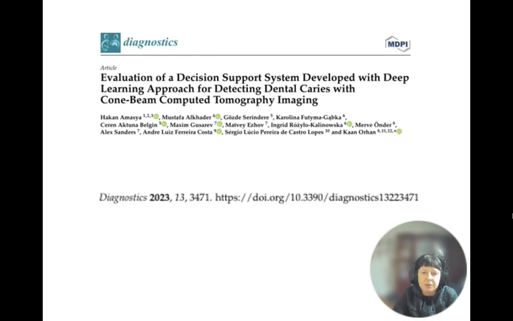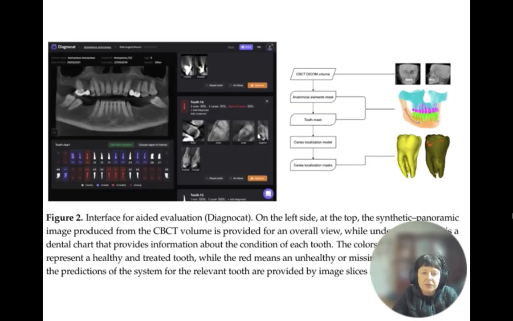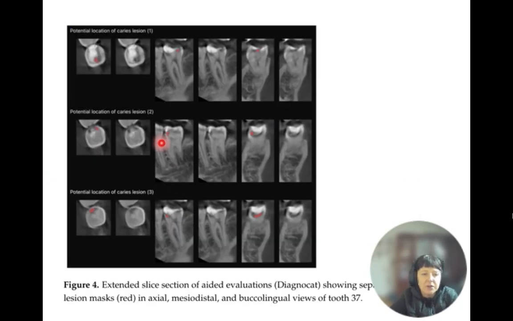And this is the interface for evaluation, which is also commercialized. And this is an image from CBCT that provided an overall view, and then the information about the condition of individual teeth presented as a chart. And caries is detected and mapped in color in individual images. So this is definitely helpful for a human observer when caries is automatically detected.